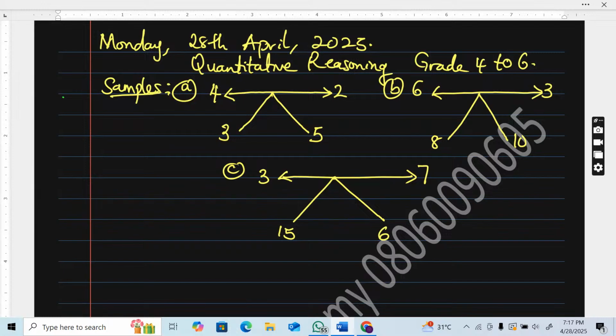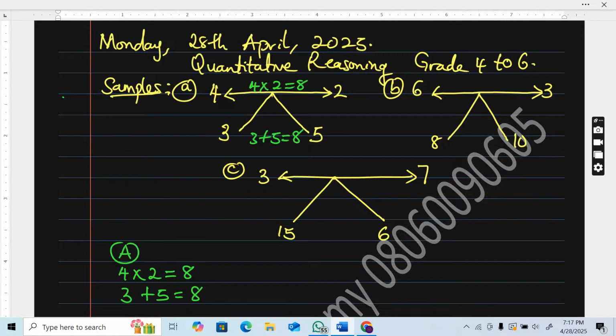All right, so now moving ahead with me for sample A. If you look at it, you will see that 4 times 2 is equal to 8. Then when we add 3 and 5 together, we will also get 8. That's it for example A. We have 4 times 2 will give us 8. 3 plus 5 will give us 8. So when you multiply the numbers above by each other, you get 8. When you add the numbers below, you will also get 8. So 8 is the common answer.